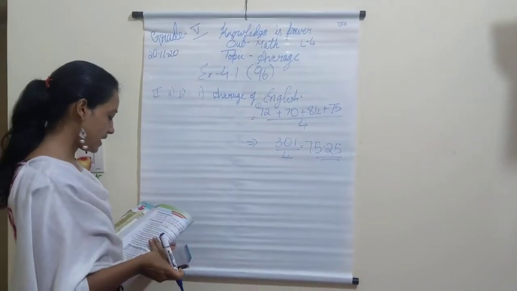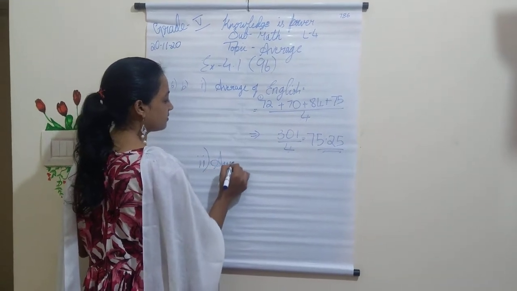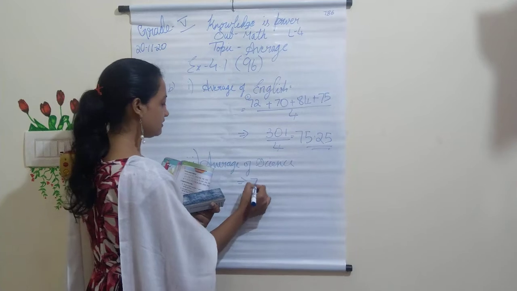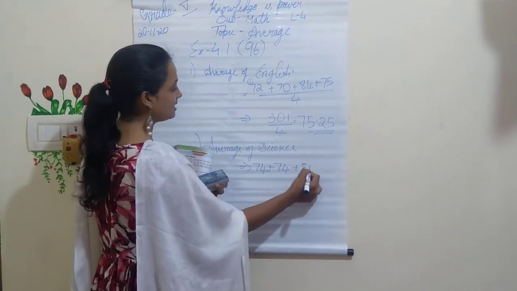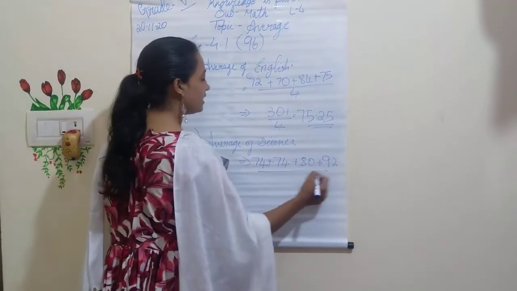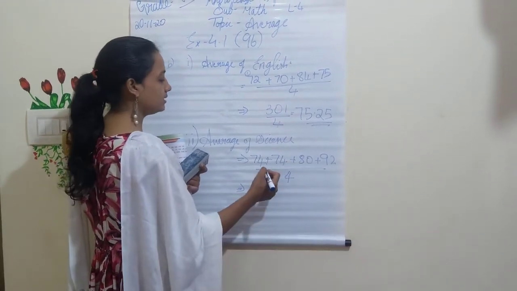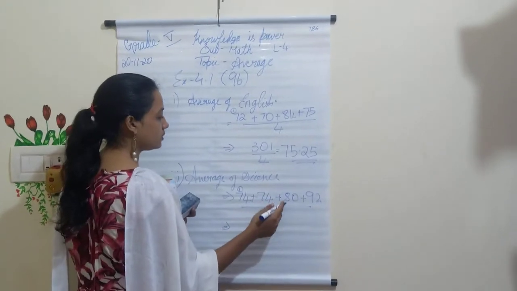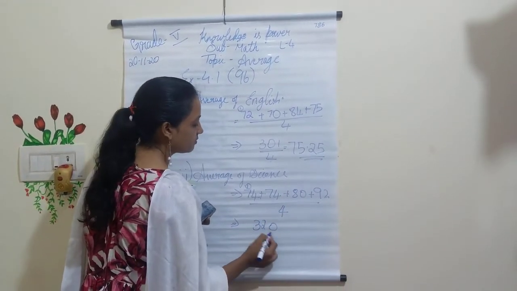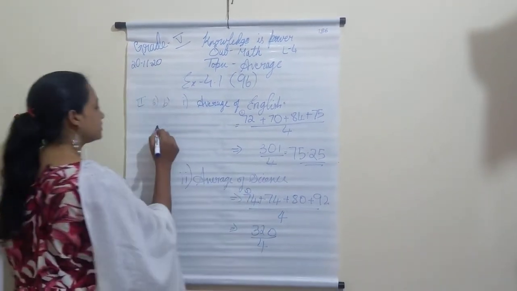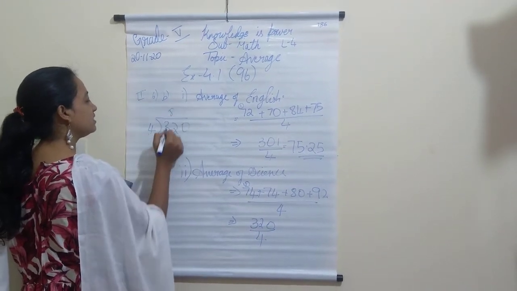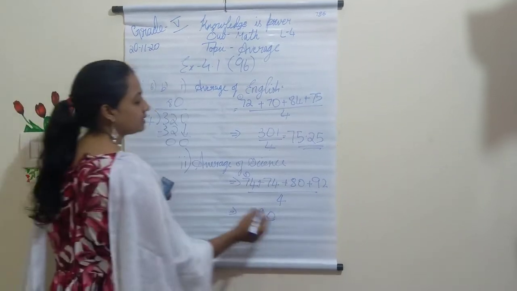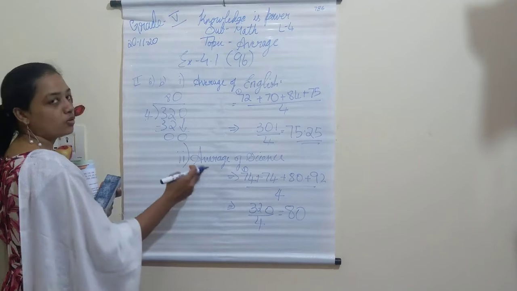Similarly, we should find the average of Science now. So what are the scores in Science? 74 plus 74 plus 80 plus 92 divided by 4. So after adding, what is the answer you get? This is the answer you get. And simply by dividing, what is the number you get? 4 8s are 32. Simply dividing it, I get 0. The answer would be 80. This is the average score in Science.